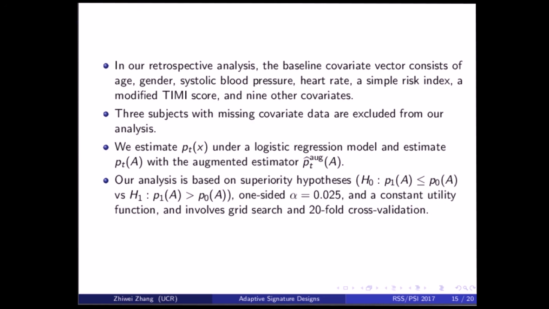We use a constant utility function. So the utility of a subset is just the size of the subset. The maximization is a two-dimensional grid search, and the treatment effect estimation is based on 20-fold cross-validation.